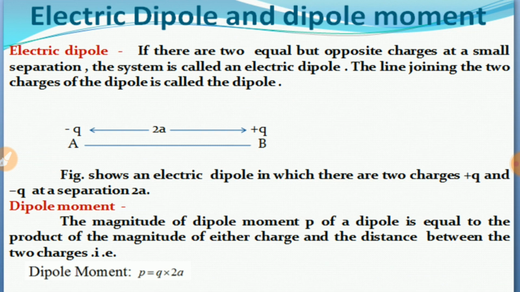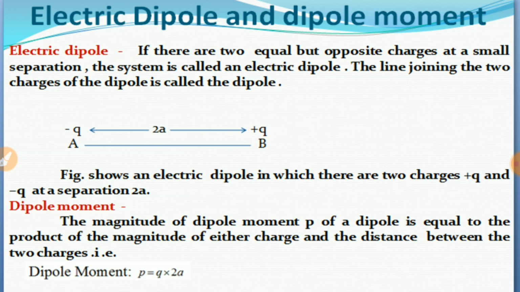Here we have two charges, plus q and minus q. Dipole means having two poles, so the minus q charge and the plus q charge are working here as poles. AB is known as a dipole, and the distance between the minus q and plus q charges is 2a.